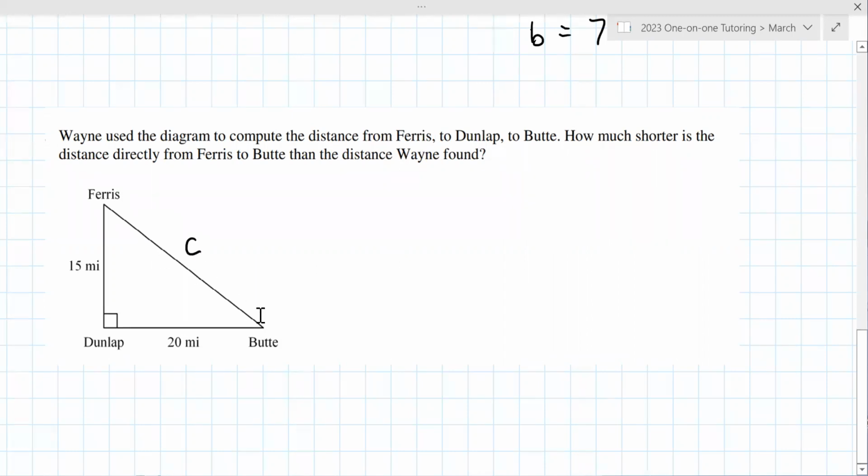How do we find the distance from Ferris to Butte? This is pronounced Butte, but this isn't an English class, so you can say it however you want. How do we find C in this triangle? How do we find the hypotenuse in a right triangle? We should be able to do a squared plus b squared equals c squared. Okay. What's the value of A and B in this problem? A is 15. Okay. What is B? 20. Okay. So I want you to square both of those, add them together, and take a square root.